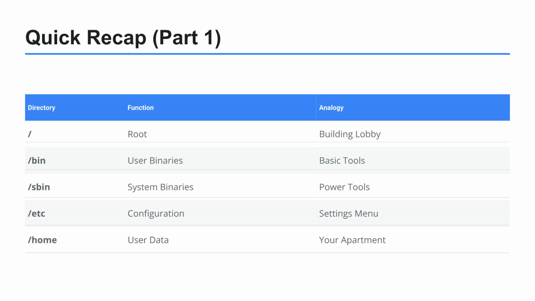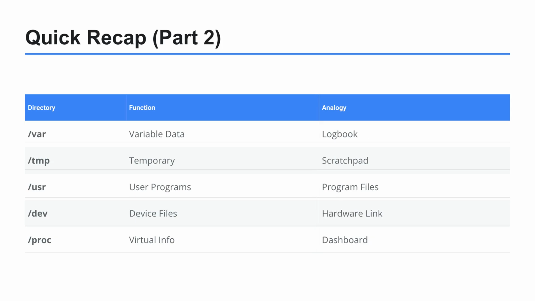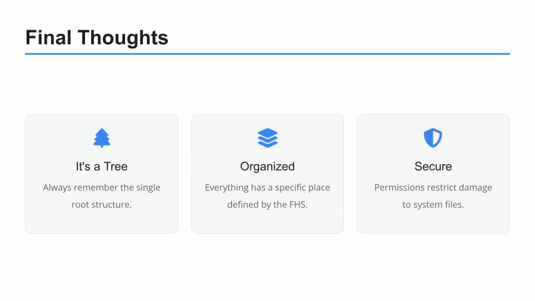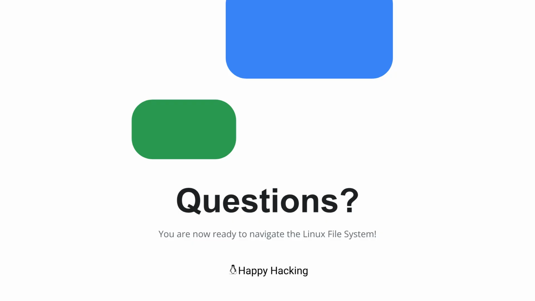Here is a quick recap of the key system directories we have covered. And here is a recap of the configuration and user-related directories. In final thoughts, remember that the Linux file system is a single, organized tree structure. This organization, defined by the FHS, makes it secure and easy to navigate. You are now ready to navigate the Linux file system. Happy hacking!